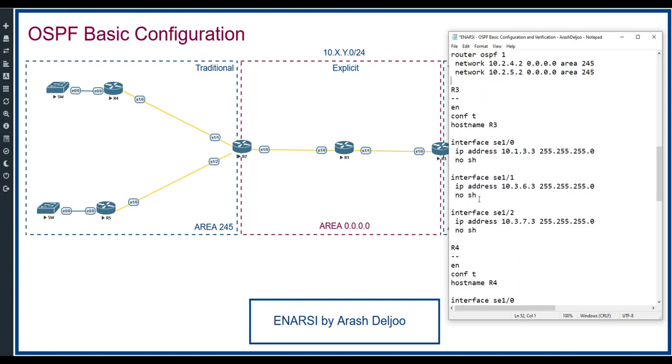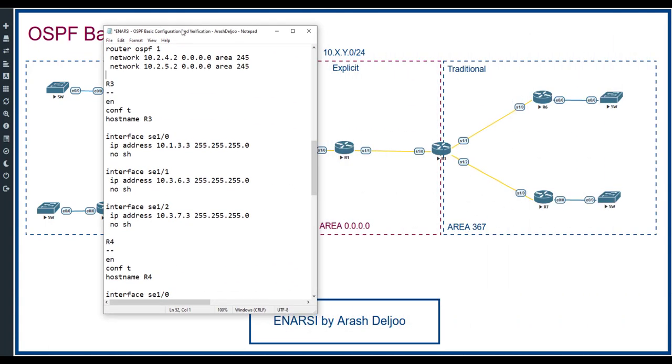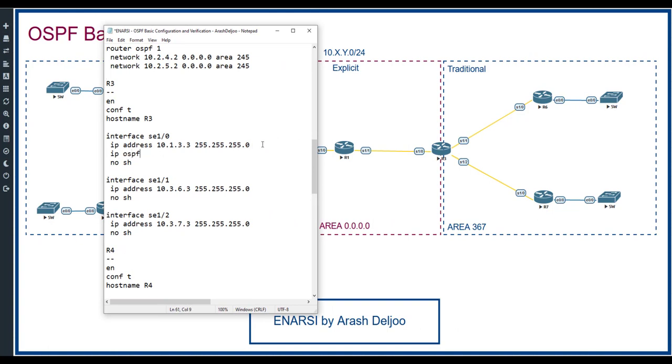And then in router 3, we should configure serial 1/0 with the explicit method. Let me show you, ip ospf 1 area, for example 0, and serial 1/1 and serial 1/2 with the traditional method. Here we should use router OSPF 1, then network statement: network 10.3.6.3 0.0.0.0 area, for example 367, and then network 10.3.7.3 0.0.0.0 area 367. That's it. This is the configuration of router 3.